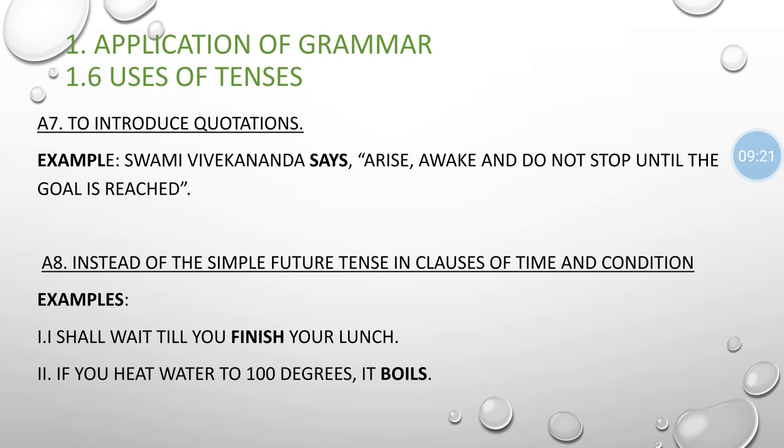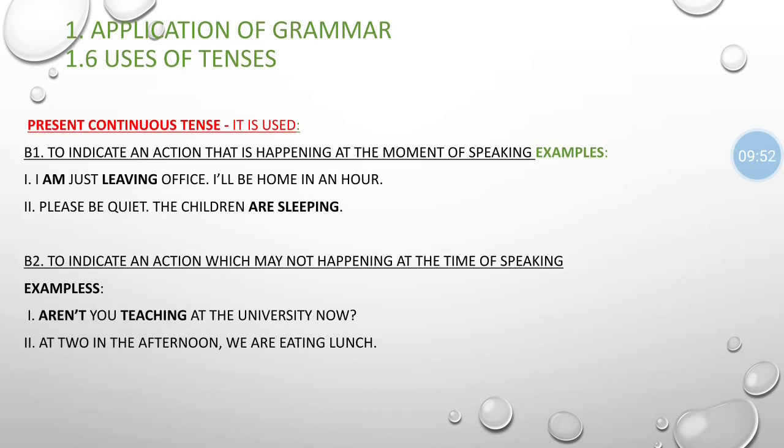If you heat the water to 100 degrees, it means that when you start boiling the water and it reaches 100 degrees, in the future it will boil. Then, I shall wait till you finish your lunch. Now I am waiting, and I will also wait till you complete or finish your lunch. That time I am waiting. So for a continuous action, the condition or clauses are indicated by the simple present tense.